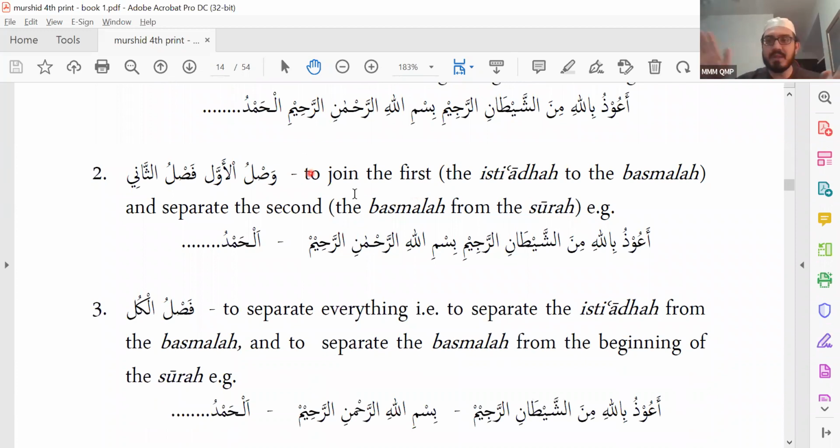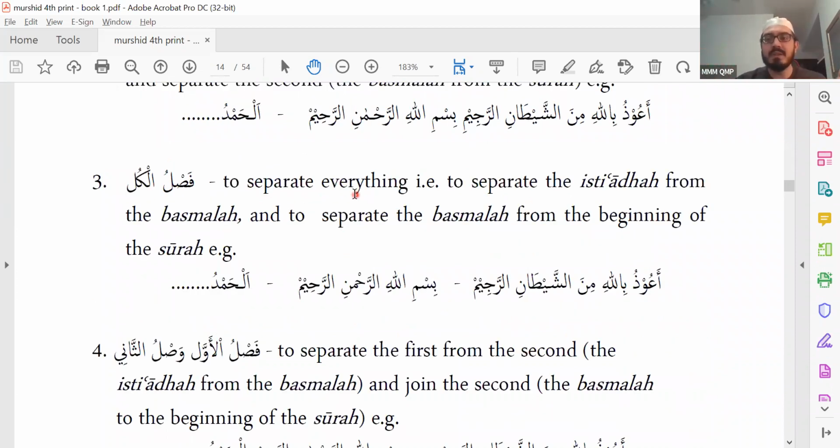Number 3 is separating everything. Easy. أعوذ بالله من الشيطان الرجيم. بسم الله الرحمن الرحيم. الحمد لله رب العالمين.